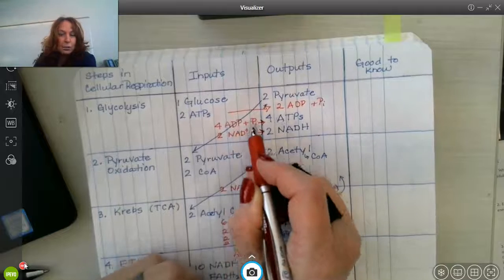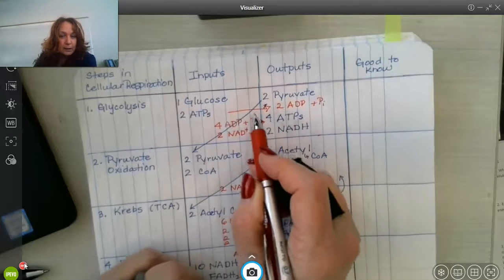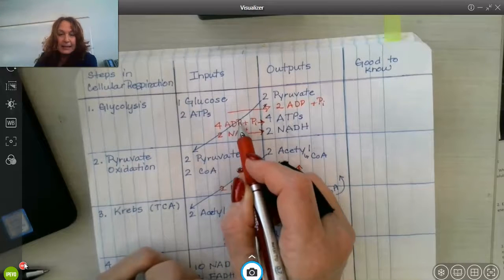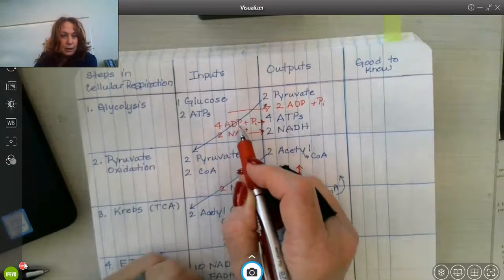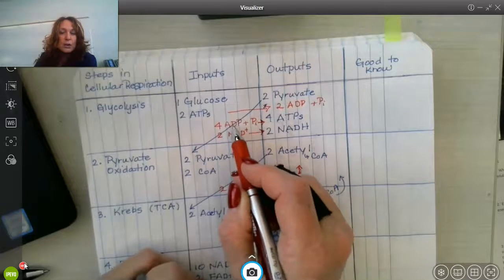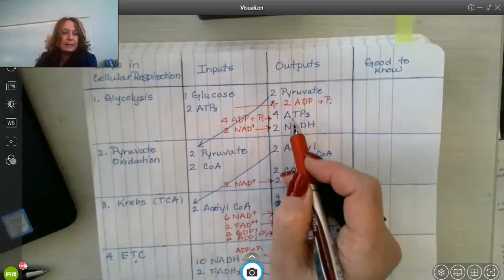Same thing here with ATP. I have stored potential energy. If I release it, I have ADP. If I gain enough energy to make this conformational change occur, and you can have the phosphate group, and it can be stored, then it's going to be in ATP.